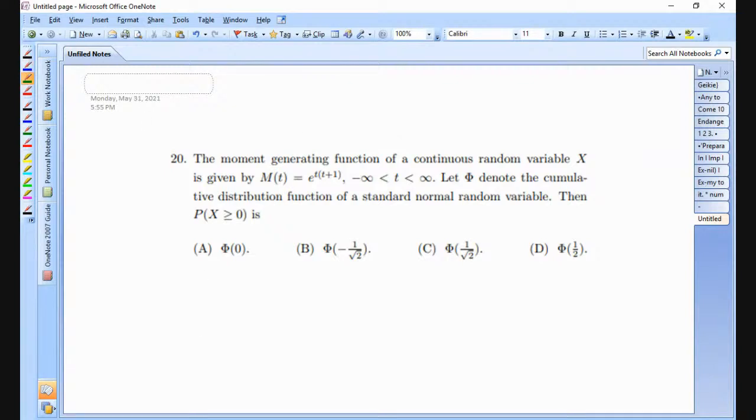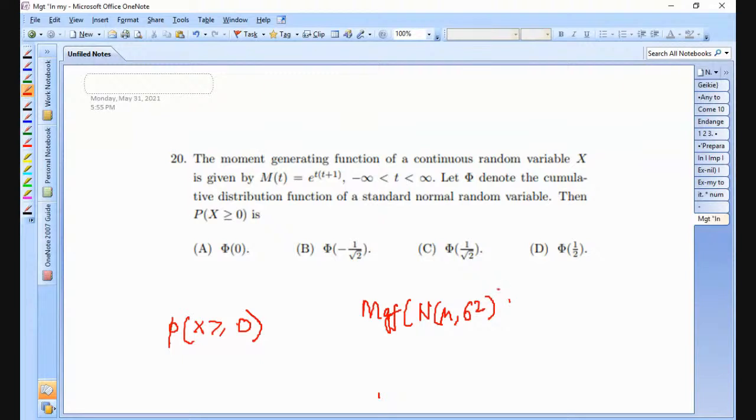Okay, let's try it out. Any ideas, Sneha and others, on how to approach this problem? We want to find probability X greater than 0. So there is some relationship with normal, right? So do you remember the moment generating function of normal, normal mu comma sigma square? What is the moment generating function? Do you remember, guys? E to the power mu t plus half t square sigma square.